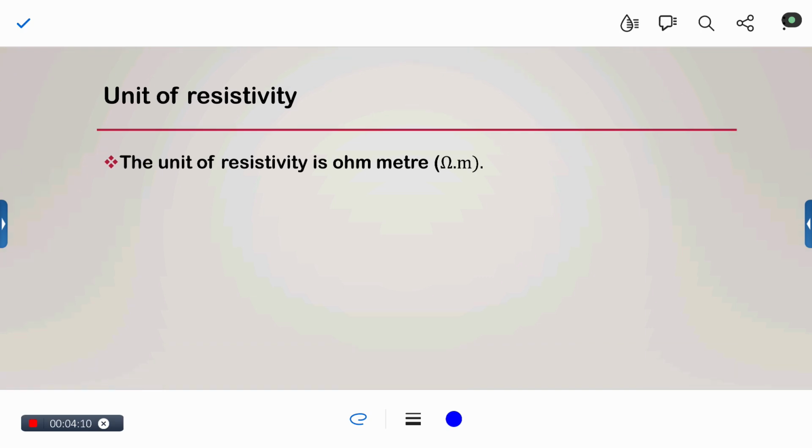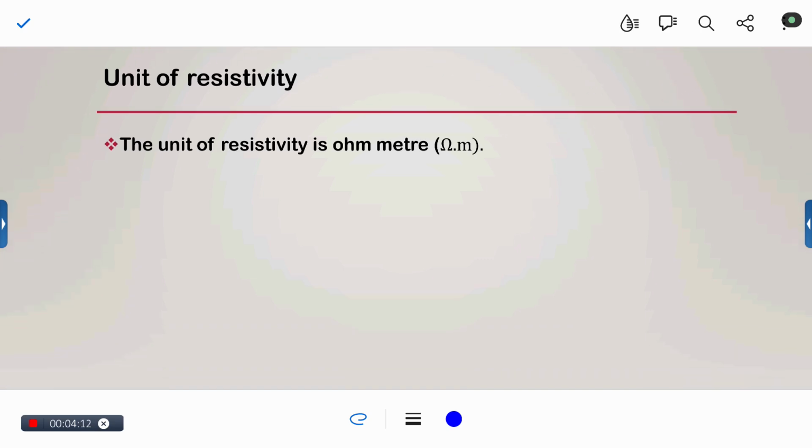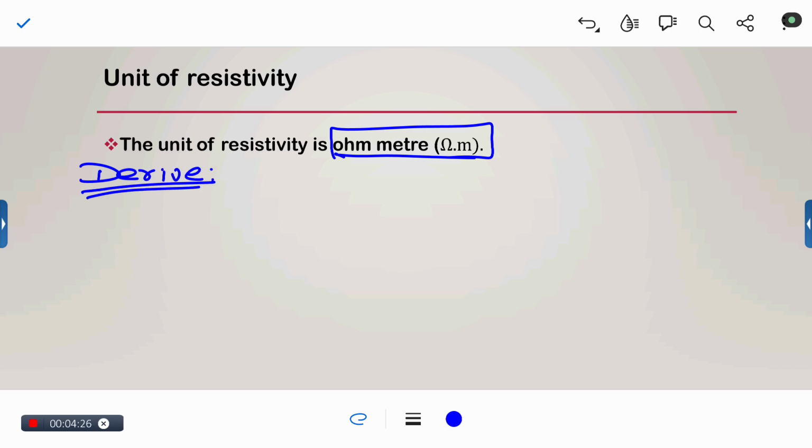One of the important questions: what is the unit of resistivity? The unit of resistivity is ohm meter. But they won't ask directly as it is. They will ask us to derive this one. So from the formula only we are going to derive it. What is the formula? Rho is equal to R into A by L.